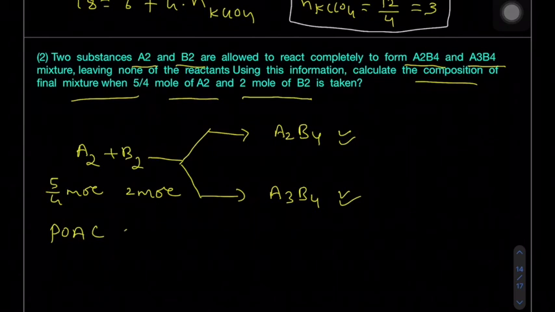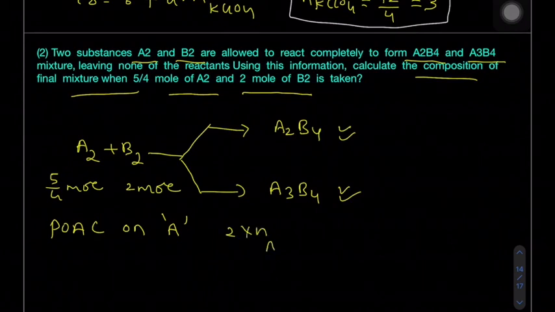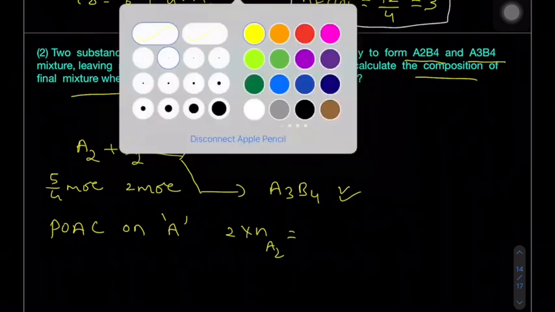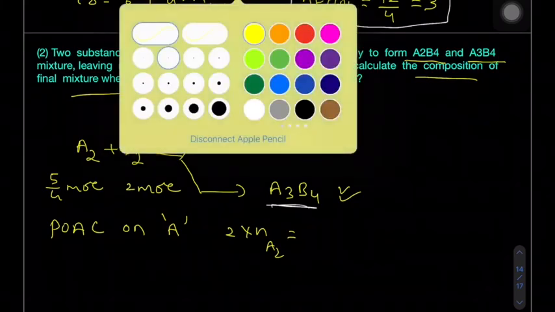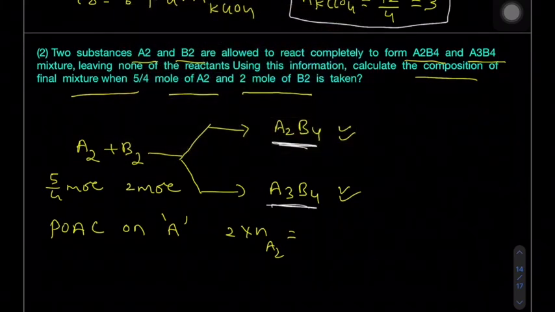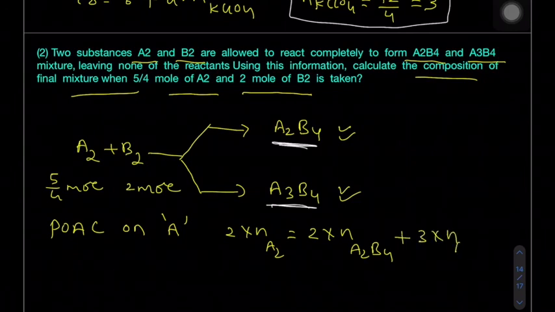So we are applying POAC on the element atom A. Now here in A2 the index will be 2, so 2 into the number of moles of A2. The A atom will be consumed into A2B4 as well as A3B4. So that's why, in A2B4 the index of A will be 2 into the number of moles of A2B4, plus the index of A in A3B4 will be 3 into the number of moles of A3B4.